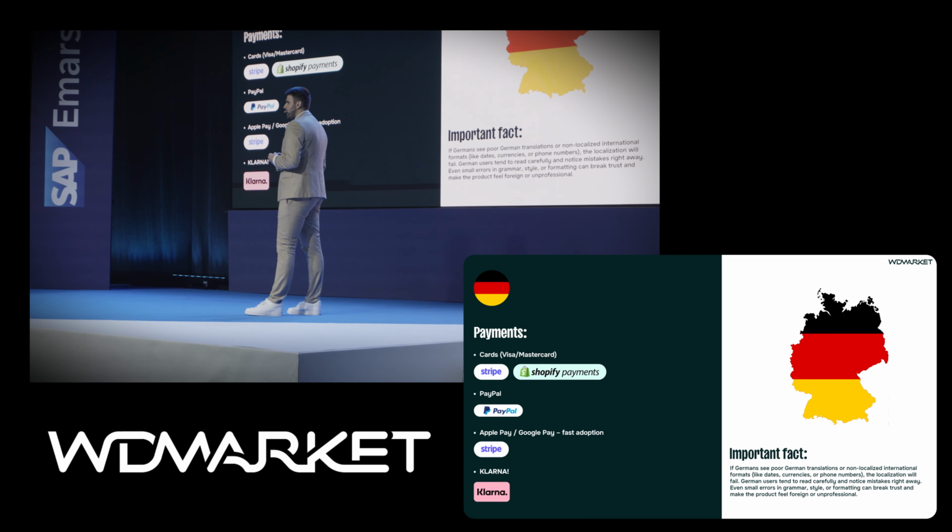And I know a lot of companies sometimes struggle with this part because they think it's not possible to connect Klarna, that there are some rules, but you can do it through Stripe, it's possible. But if you are ambitious about the German market, you have to have Klarna.